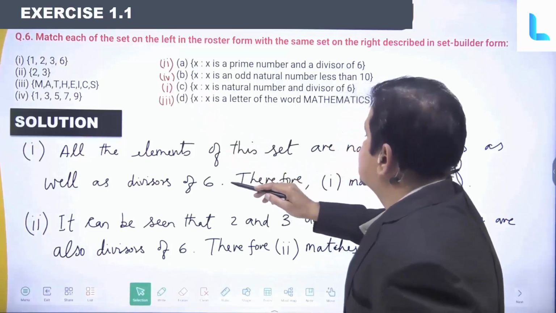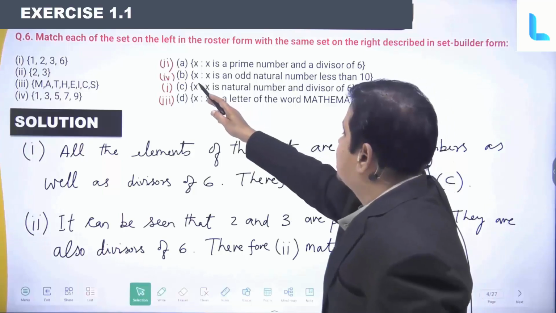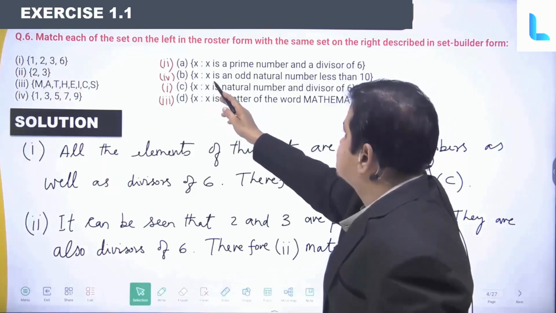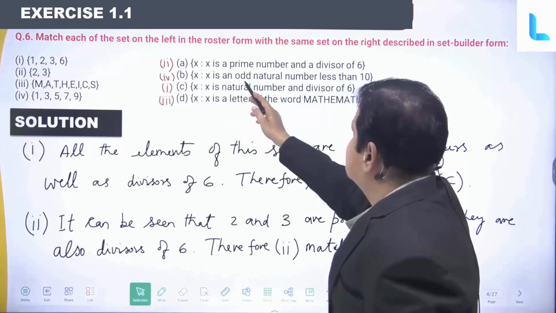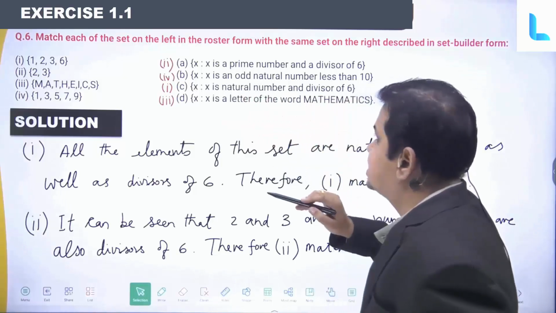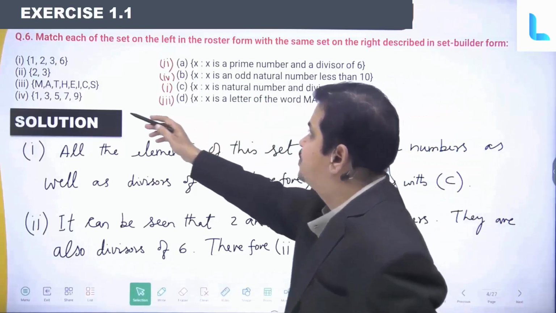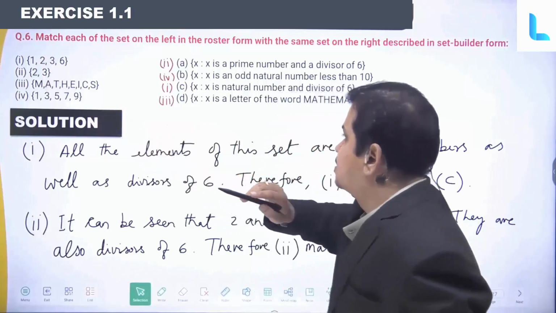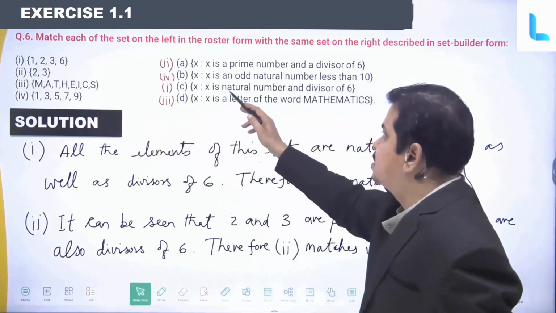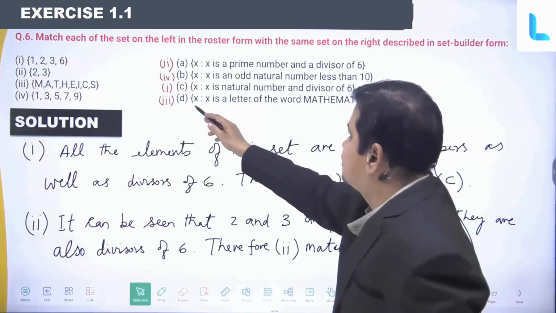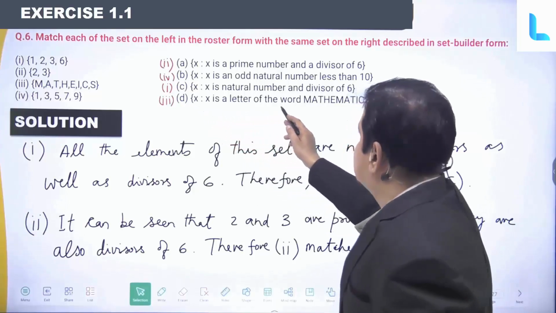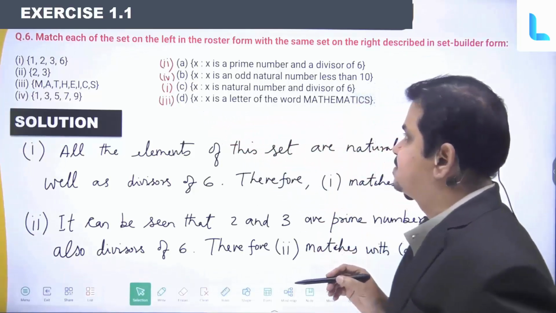So if you check item B, where it reads a set of all x such that x is an odd natural number less than 10, this doesn't go with item number 3. But item D, if you read on the right hand side, a set of all x such that x is the letter of the word mathematics.